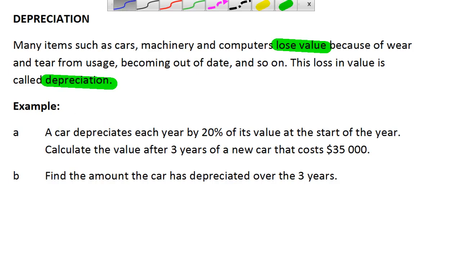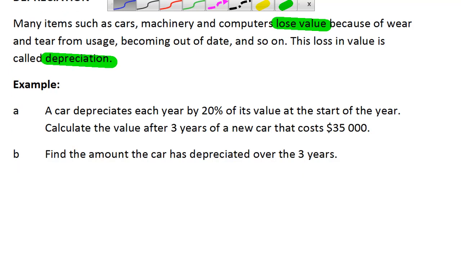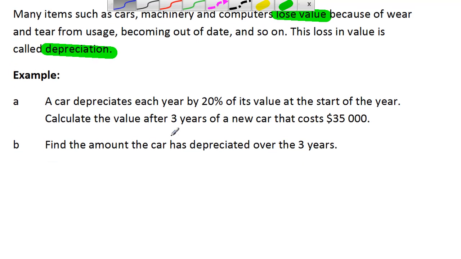A car is a perfect example of something that depreciates quite quickly. It says here, each year it depreciates by 20% of its value at the start of the year. We want to have a look at what's happened after 3 years. It says calculate the value after 3 years if it costs $35,000 to buy. So let's have a look at the process for depreciation.